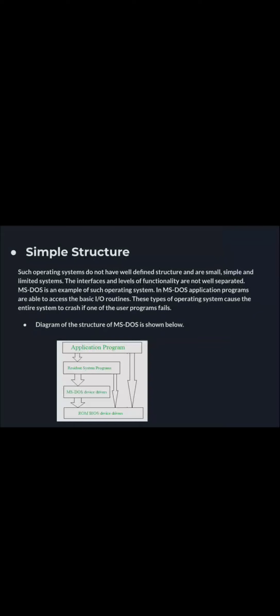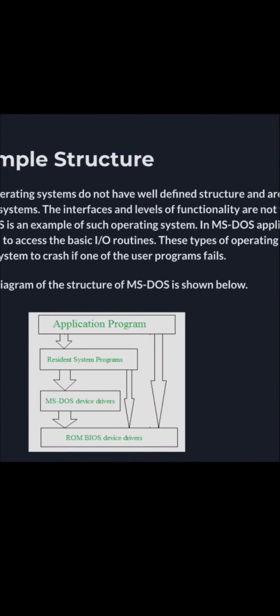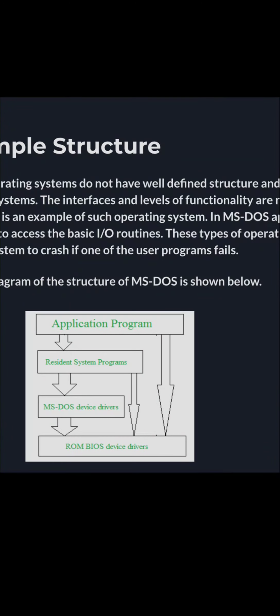The diagram of the structure of MS-DOS is shown below. It goes from the application program, and next is resident system programs, and next is MS-DOS device drivers. Next one is ROM BIOS device drivers.